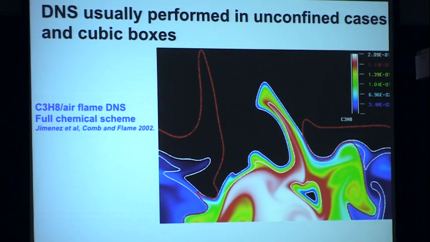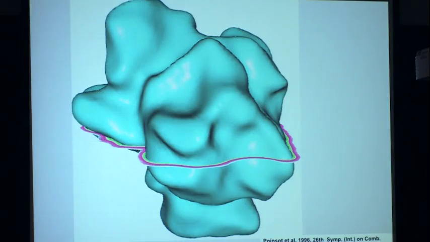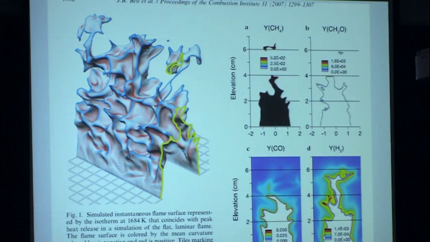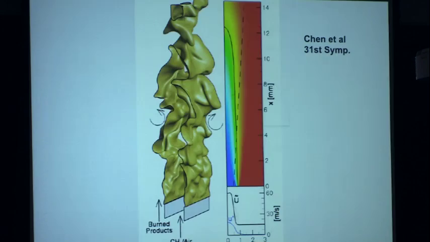As I said, DNS is usually performed in these very simple boxes, and you can do very nice simulations in these kinds of boxes. And you can even do this kind of flame, which is again an unconfined flame, computed here by John Bell. But again, all these flames are unconfined, so the geometry is very simple, and the mesh, as you can see, is extremely simple. Same thing here by the group at Sandia, Jackie Chen. You have here the instantaneous flow, you have the mean flow here, but again, the geometry is extremely simple.